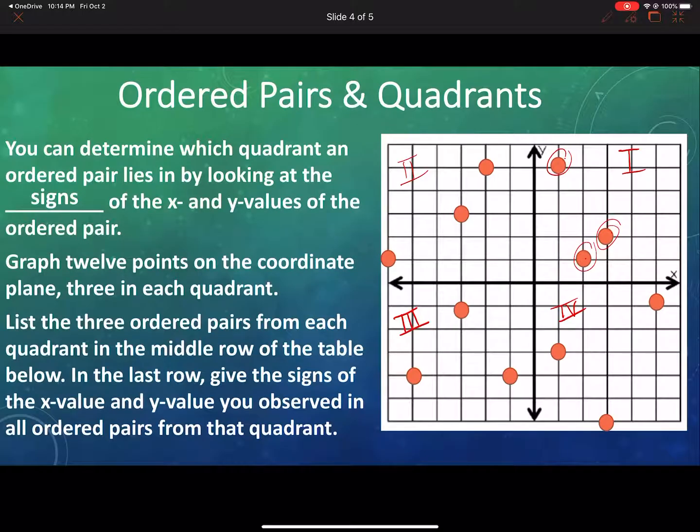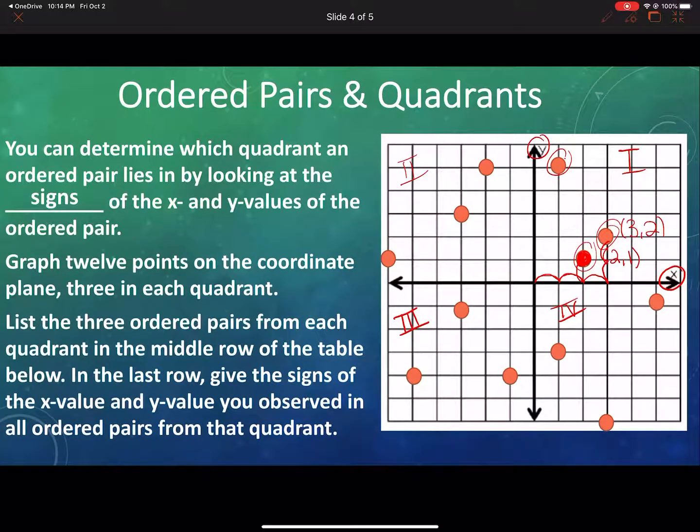So we always count the x value first, and this is the x-axis, and this is the y-axis. So if I'm looking at this point right here, the x value of this point is 2, and the y value is 1. So (+2, +1). Okay, so that means this next one is 1, 2, 3, 2, 3, 2.